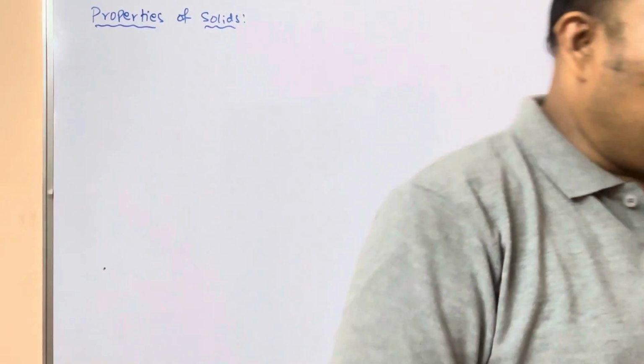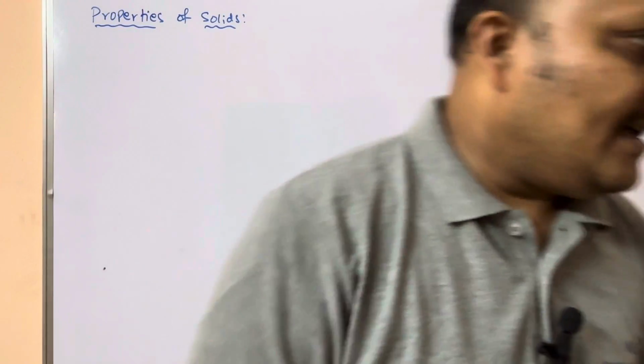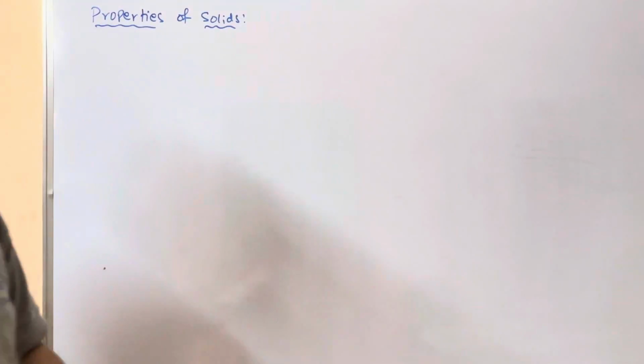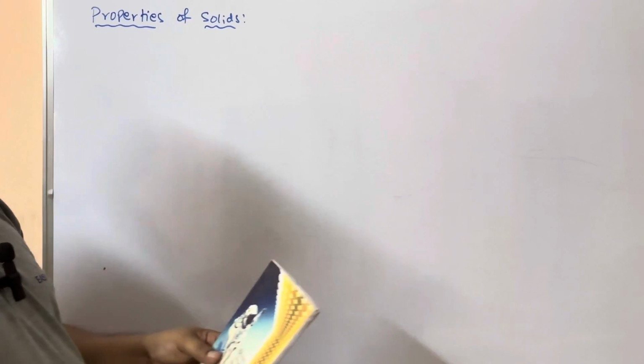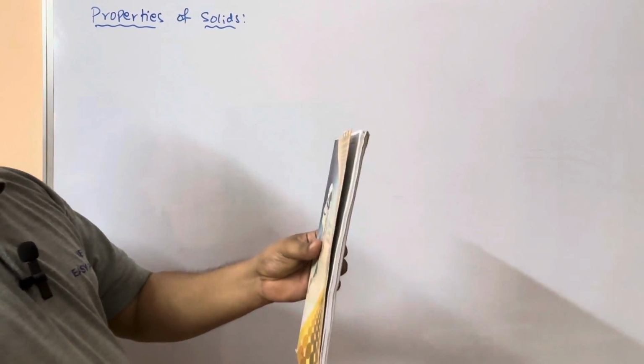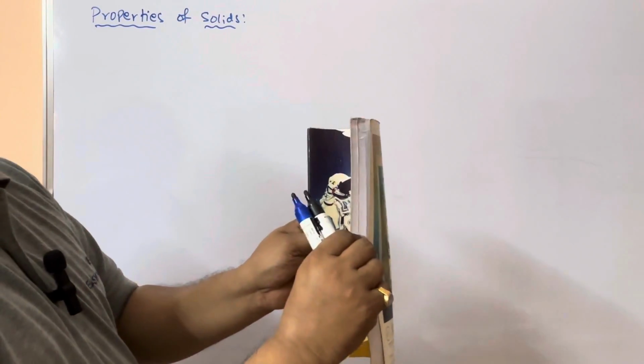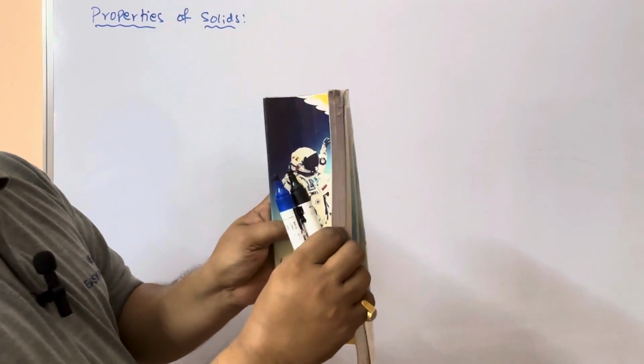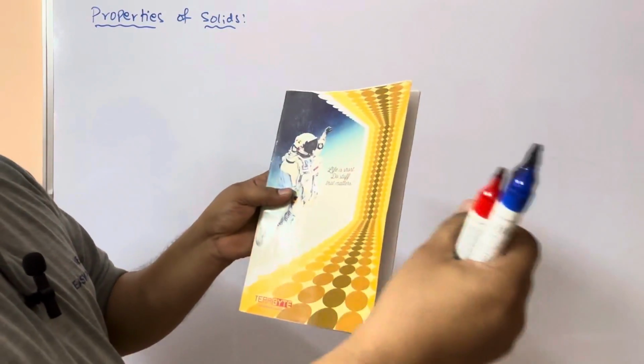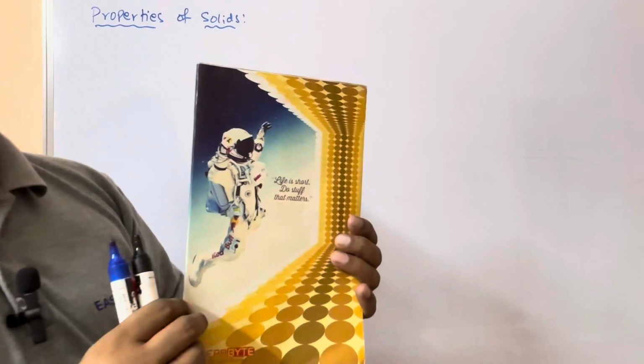Some objects, whenever you apply some amount of force, change. It may change its shape. Let us assume this is the book. I am bending it like this, so it is changing its size and shape. If I remove this force, it regains its original position, isn't it?